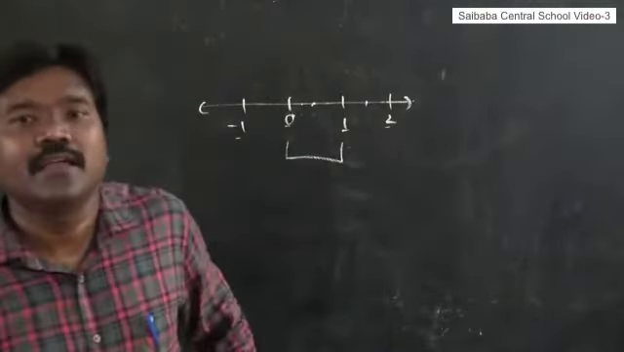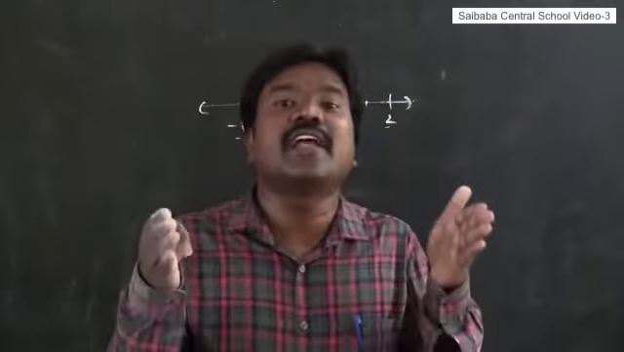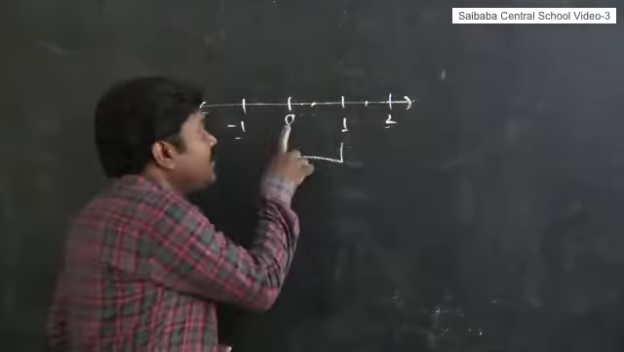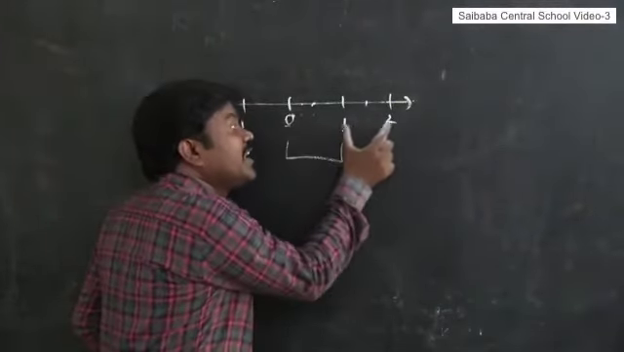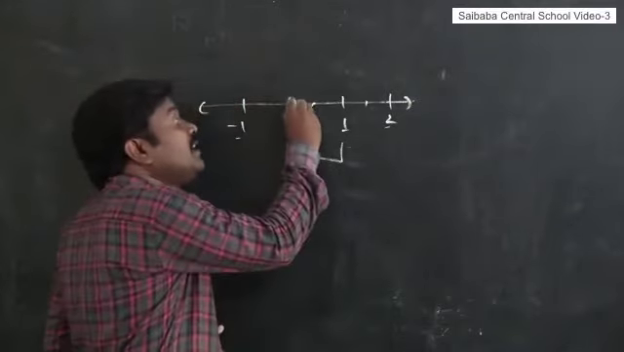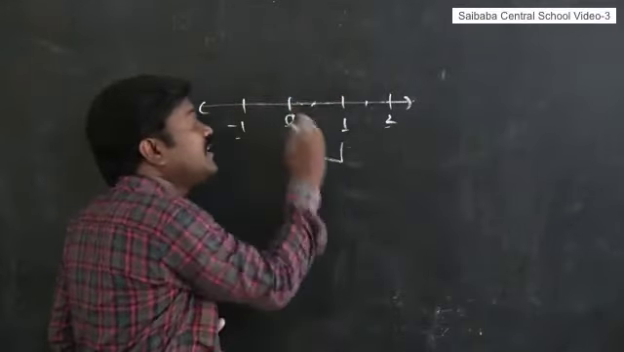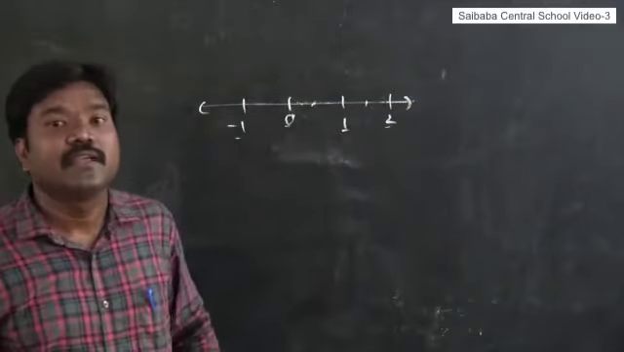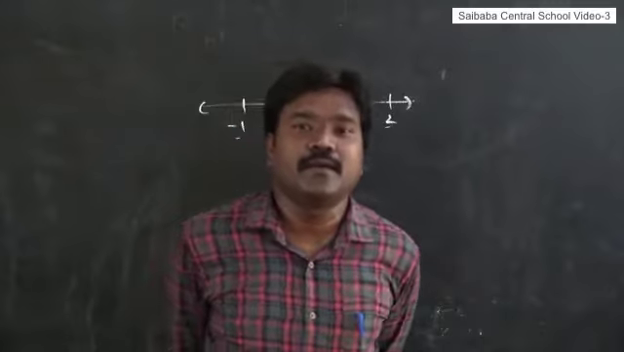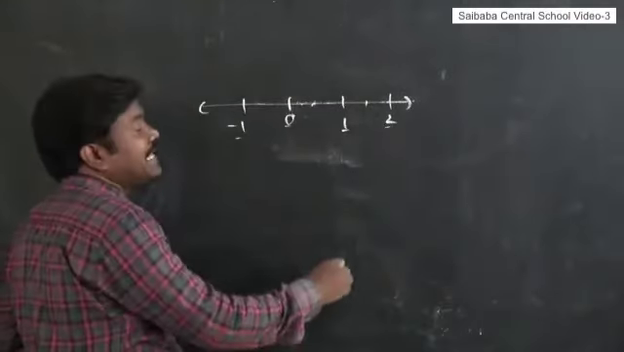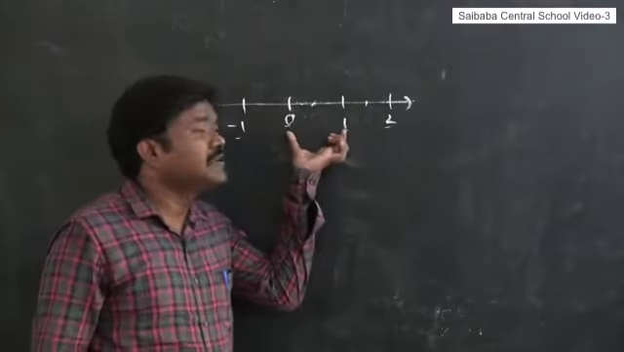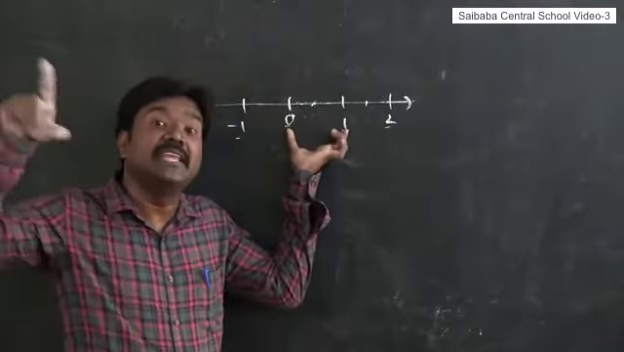One rule is there. Between two rational numbers, there are infinitely many rational numbers. Not only these two, any two rational numbers, infinitely many rational numbers are possible. This is the density property. What is the density property? It states that between two rational numbers, there are infinitely many rational numbers.